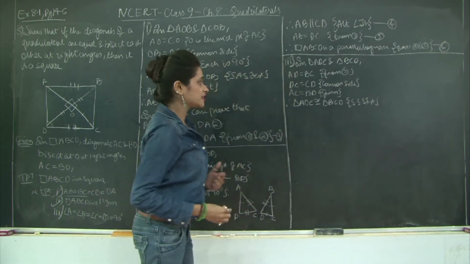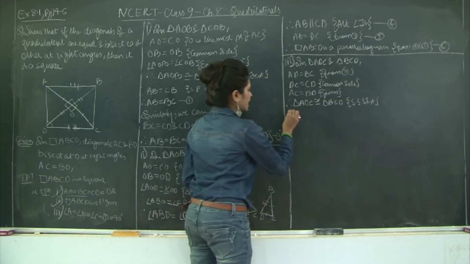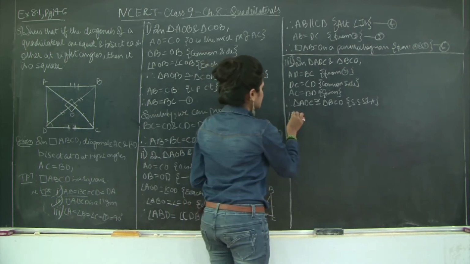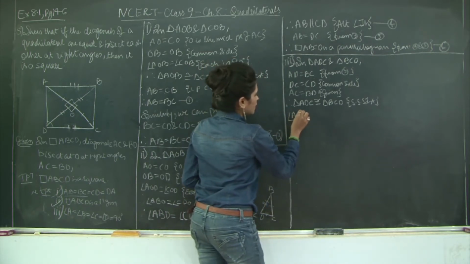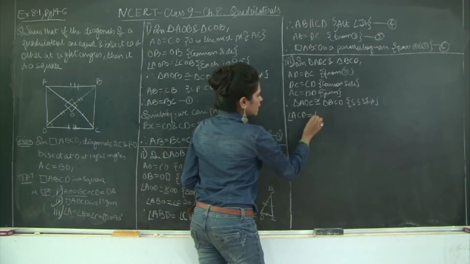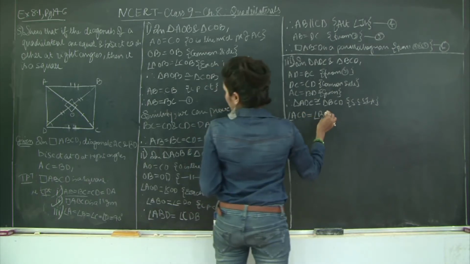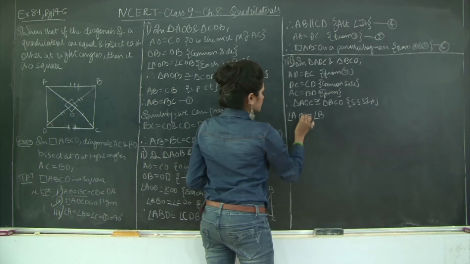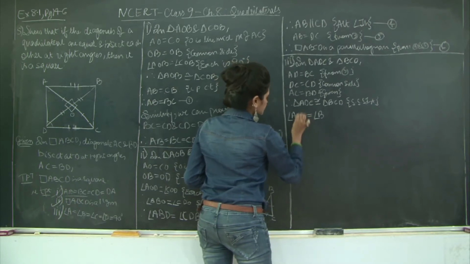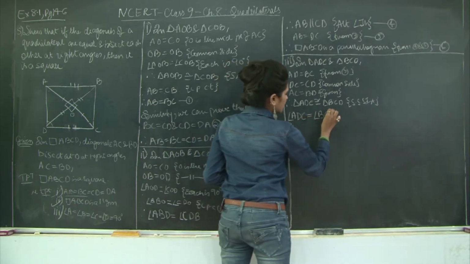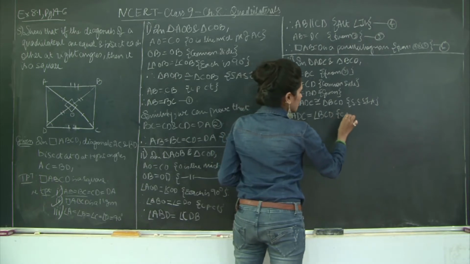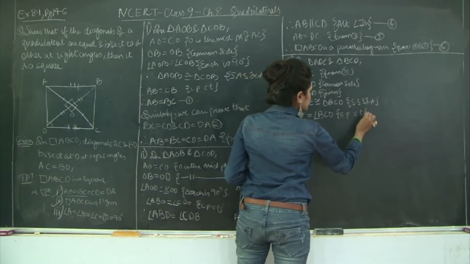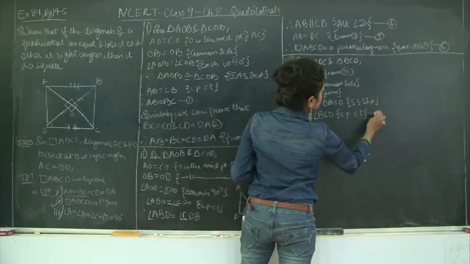Therefore, let's show that the two base angles, that the entire angles ADC and BCD are equal to each other. Therefore, angle ADC is equal to angle BCD by corresponding parts of congruent triangles. Let's mark this statement as 7.